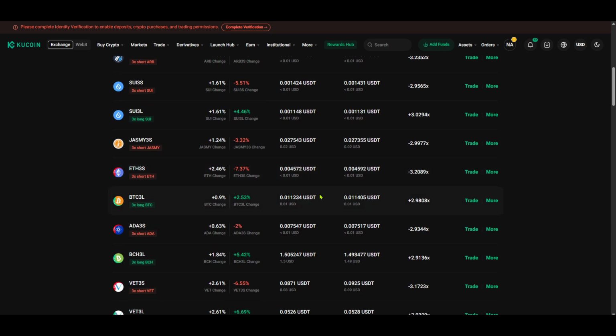And there you have it. You're now equipped with the know-how to trade 3x leveraged tokens on Kucoin safely and effectively. Remember, practice makes perfect, so take your time to explore the platform and test your strategies with careful consideration.